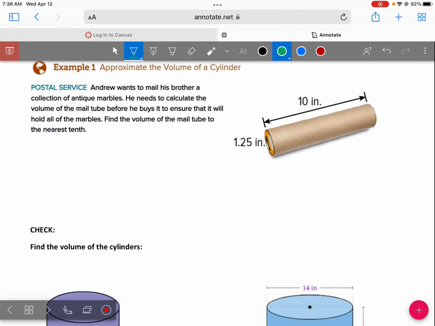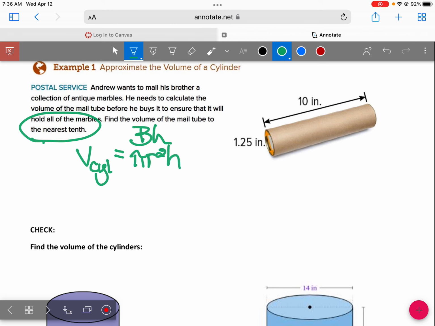All right, Postal Service. Andrew wants to mail his brother a collection of antique marbles. He needs to calculate the volume of a mail tube before he buys it to ensure it will hold all of the marbles. Find the volume of the mail tube to the nearest tenth. What shape is this? It is a cylinder, so we are finding the volume of a cylinder. It is area of the base times the height, so pi r squared times the height. And the height is the distance between the two bases.